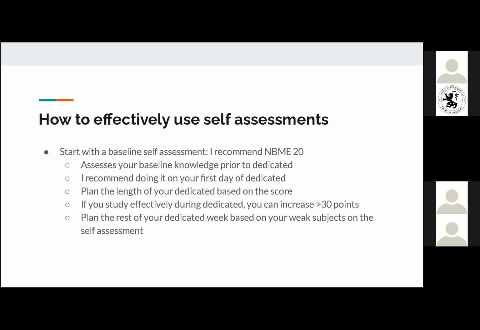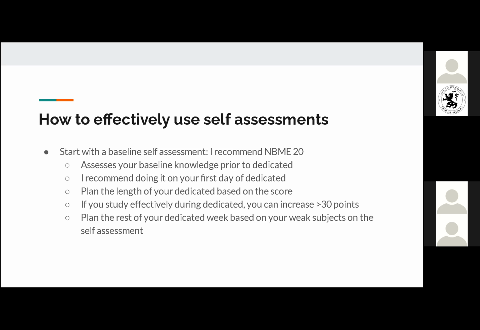So how to use it? Again, you start with a baseline. I recommend the baseline for Step 1 is NBME 20. It's one of the 6 NBMEs, called NBME 20. I recommend doing this self-assessment on the first day of your dedicated preparation or 1 day prior, as your baseline. This is basically to assess your baseline knowledge.